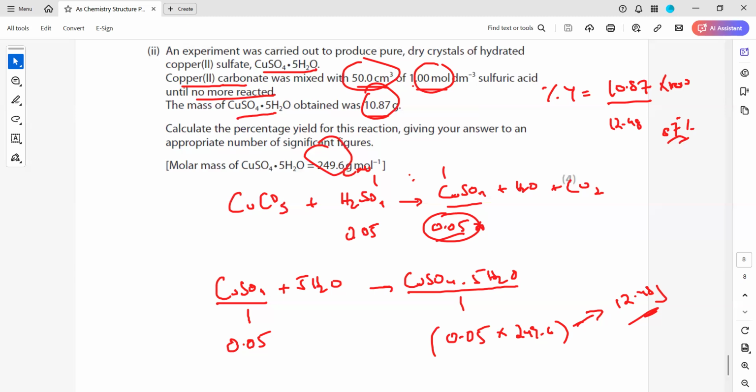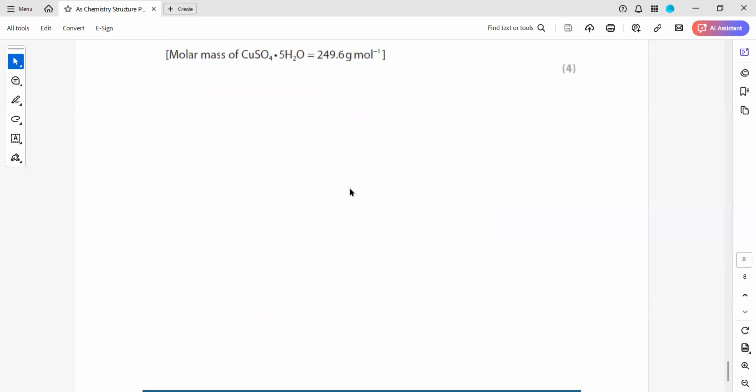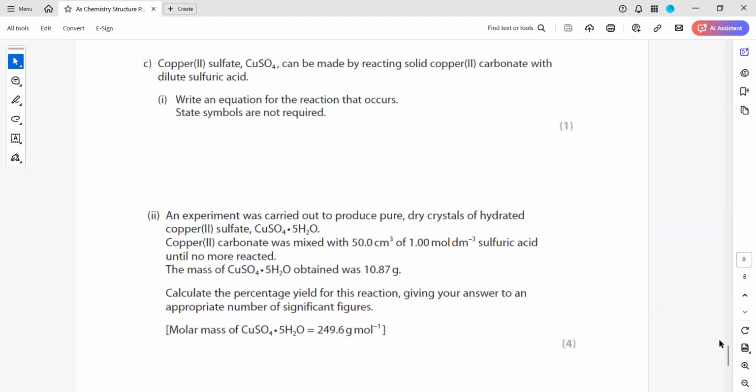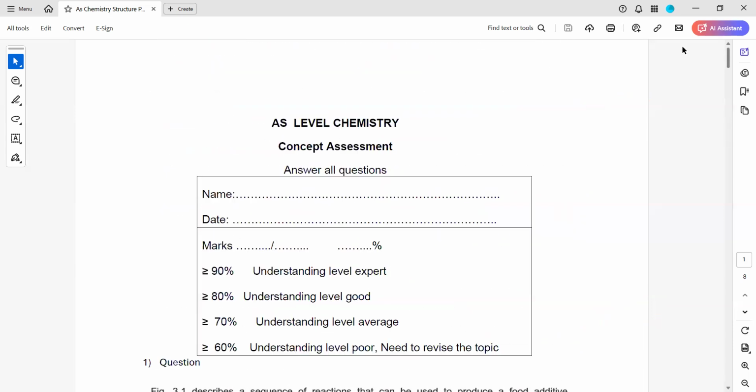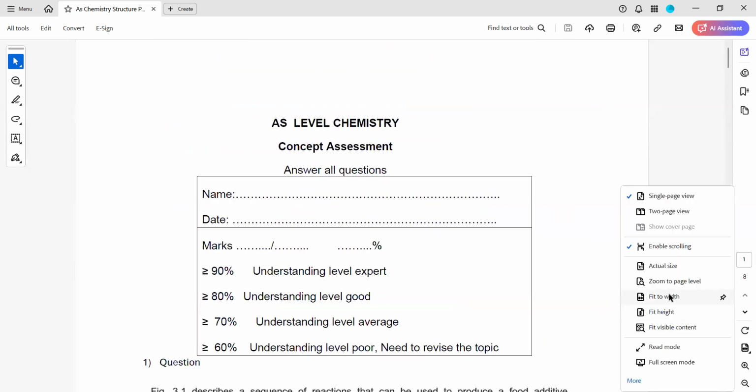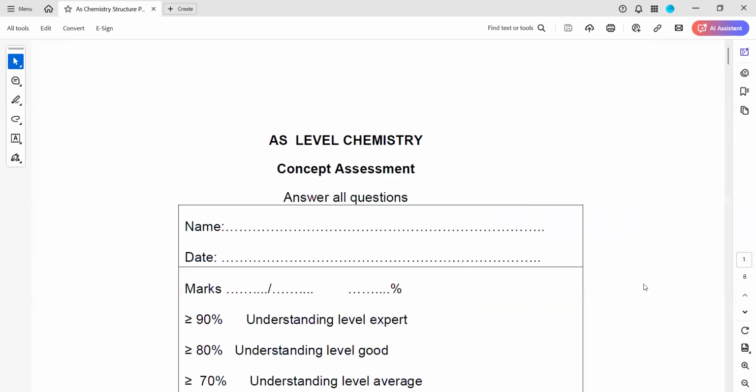So from moles of sulfuric acid, we got the moles of anhydrous copper sulfate. From moles of anhydrous copper sulfate, we got the moles of hydrated copper sulfate. And multiply by the molar mass to get the mass in grams of hydrated copper sulfate. So this was a pop quiz related to this week.